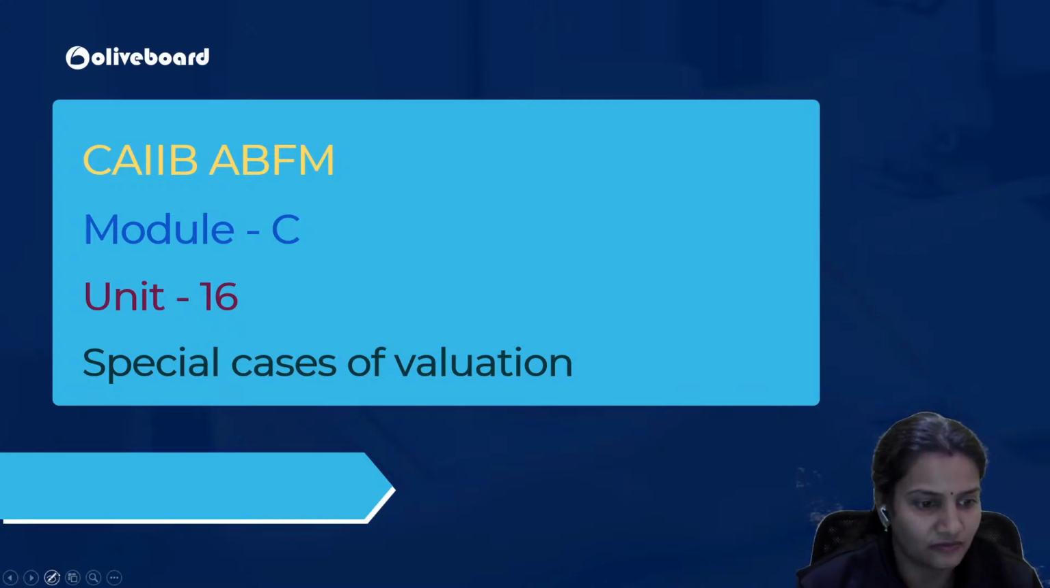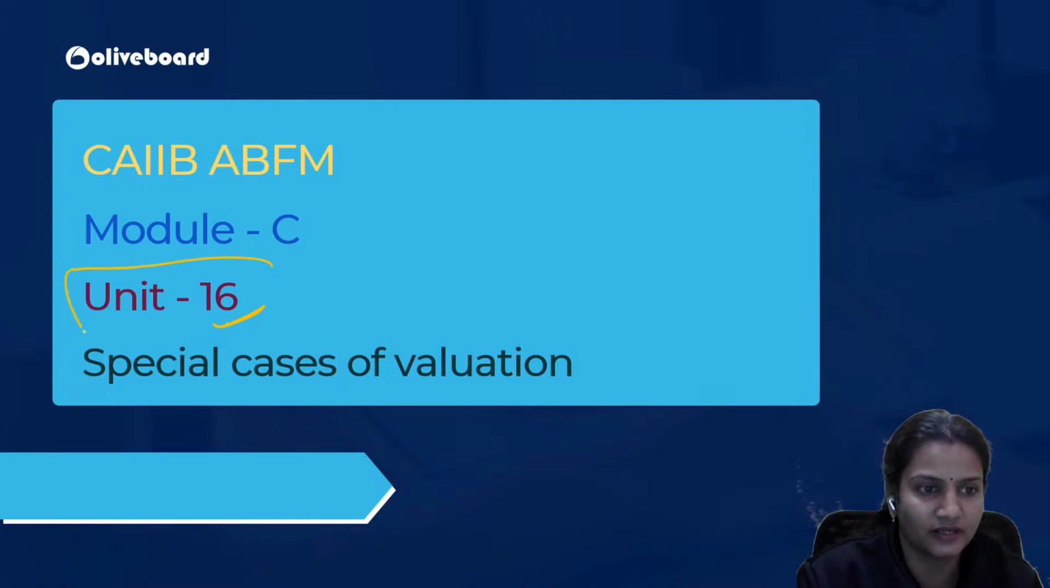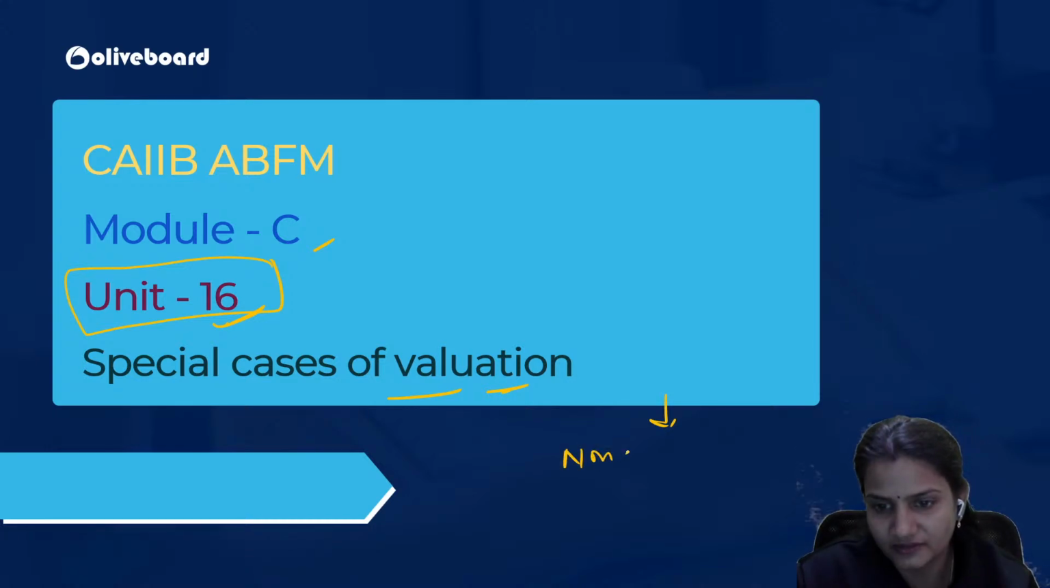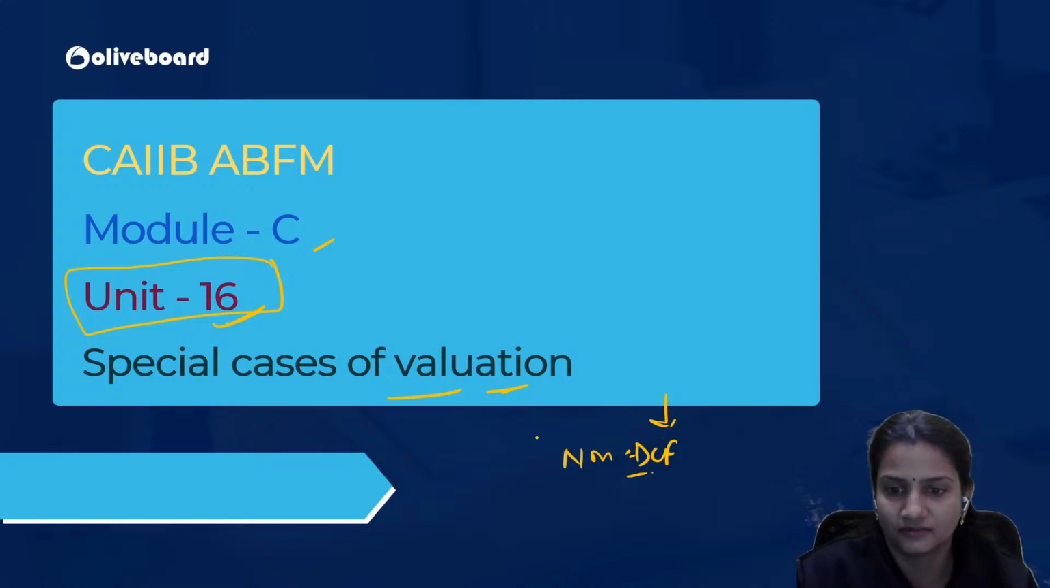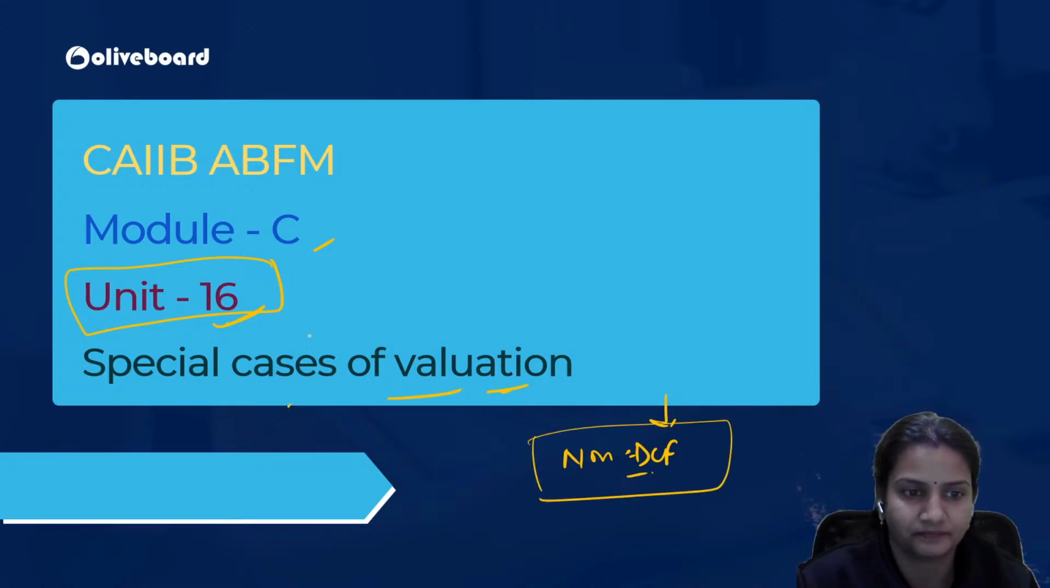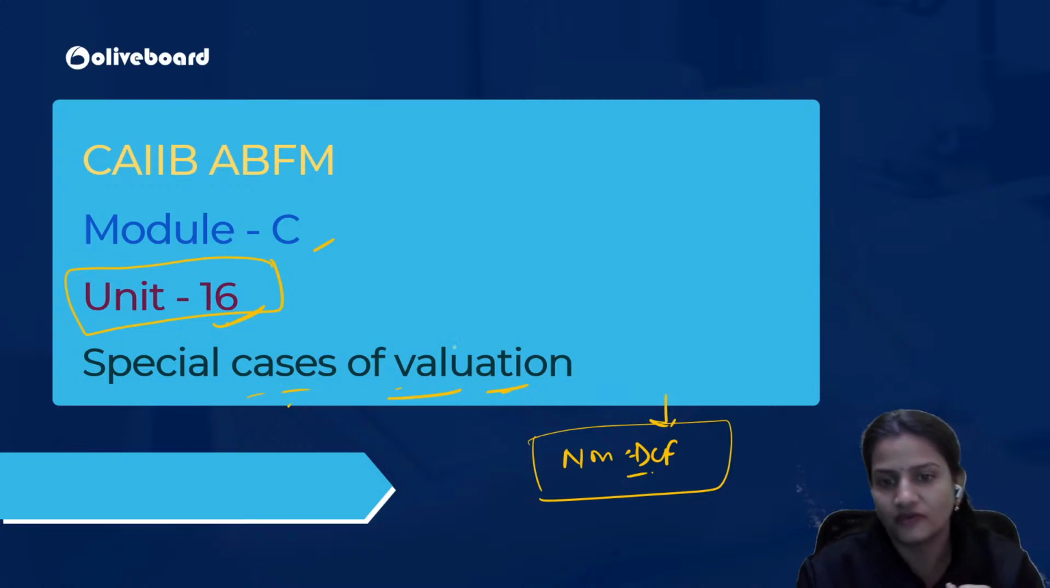So yes, we have to start a very new unit, that is unit number 16 of module C, special cases of valuation. Yesterday's class we completed our non-discounted cash flow techniques for the valuation of the firms. Now, special cases of valuation. What are these special cases of valuation?